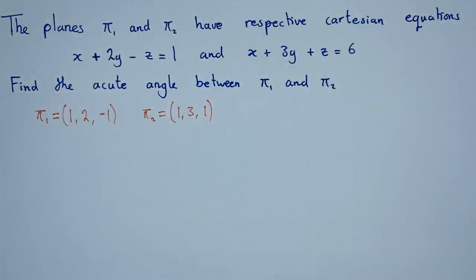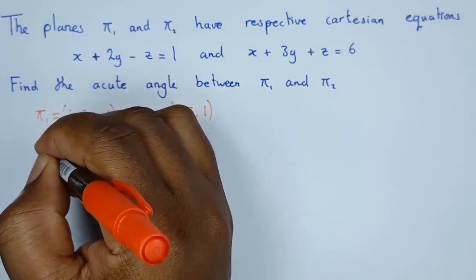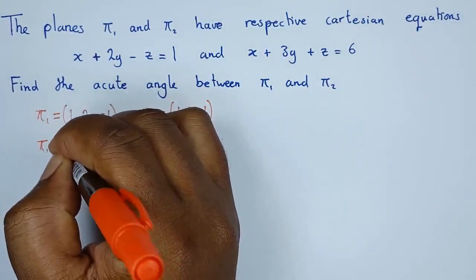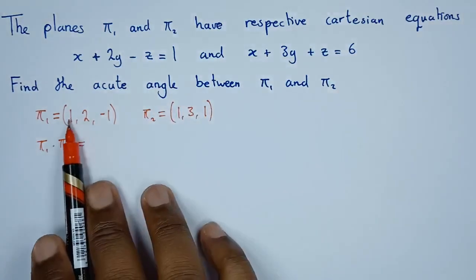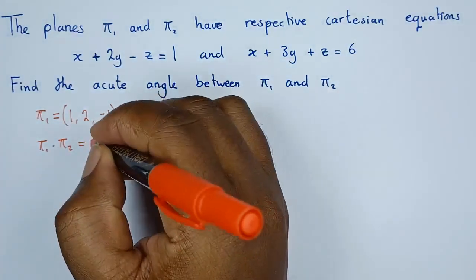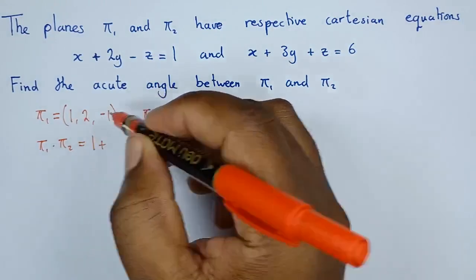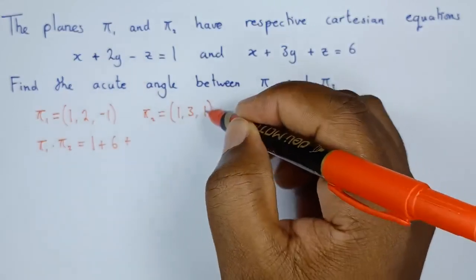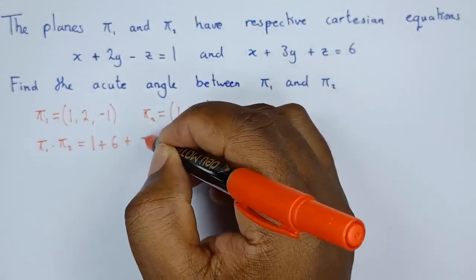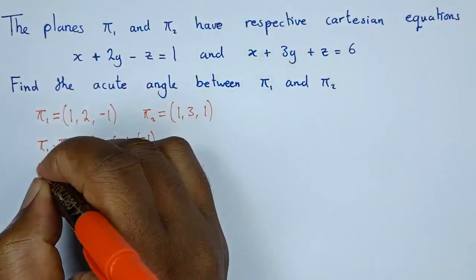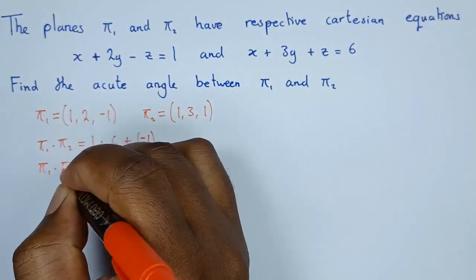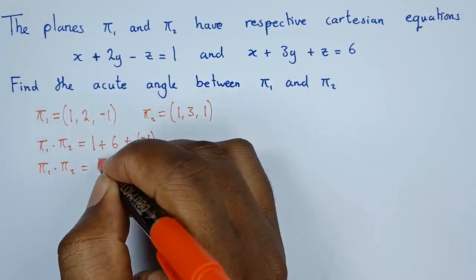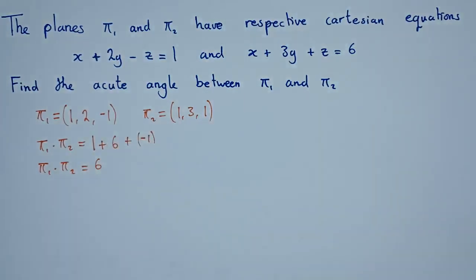Okay. So the next thing we need to do now is find the dot product between these two vectors. So the dot product of pi 1 and pi 2 will be given by 1 times 1, that will give us 1, plus 2 times 3, that will give us 6, plus -1 times 1 should give us -1. So the dot product of the two is simply equal to 6. The 1 and the -1 will cancel. So that's the dot product.